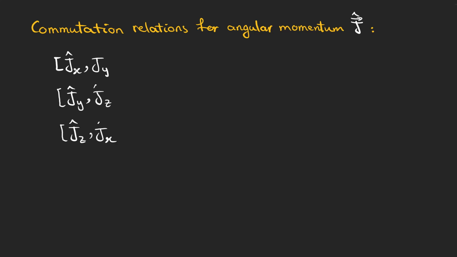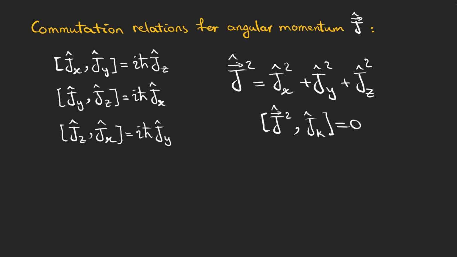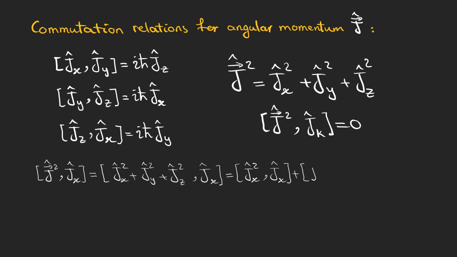We can write the same expressions for Jx Jy, Jy Jz, and Jz Jx like the ones we had for Lx Ly, Ly Lz, and Lz Lx. And we can write J squared as Jx squared plus Jy squared plus Jz squared, and we're going to show that J squared commutes with Jx, Jy, and Jz. So let's find this commutation relation. We can separate it into 3 terms: Jx squared and Jx, Jy squared and Jx, and Jz squared and Jx. We are just using Jx, and we can do the same thing for Jy and Jz.